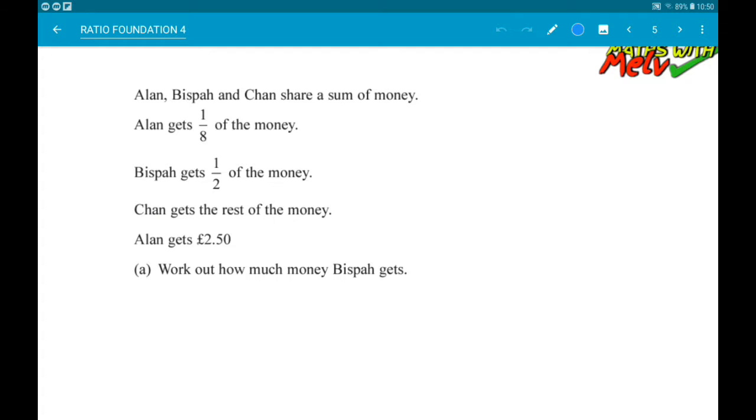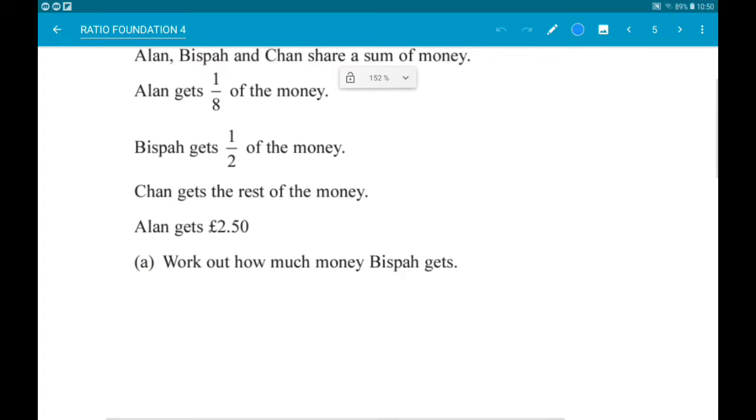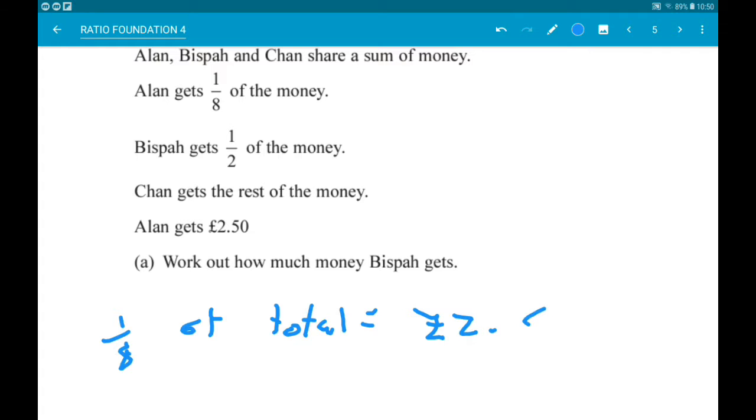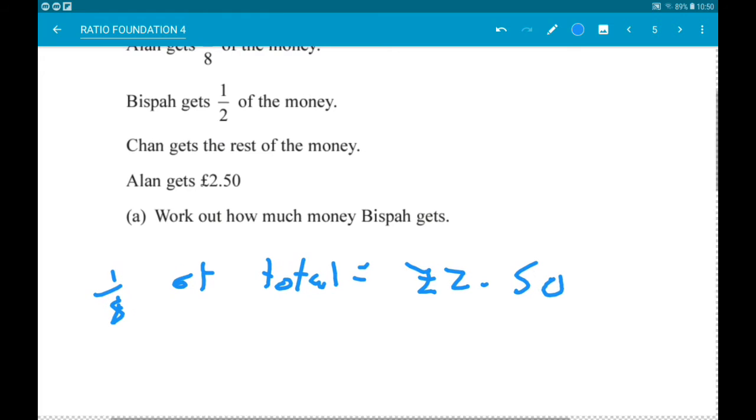Okay, so we know two things about Alan. He gets 1/8 of the money, which is £2.50. So 1/8 of the total is £2.50. So to get the total, multiply it by 8. So 8 times 2.5 is £20.